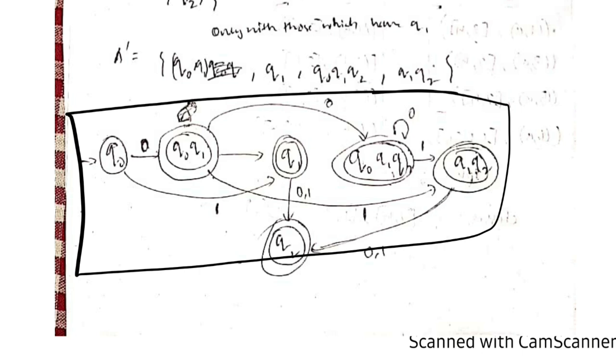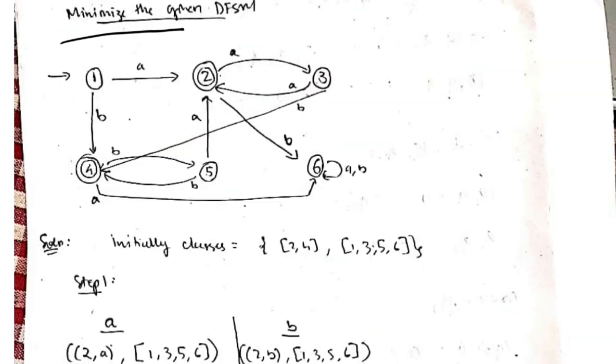This is the last and the most important topic of this module, which is minimizing the given DFSM. Almost all the question papers have asked this type of question. So look, what are the steps? The steps will be the same, only the input values will change.